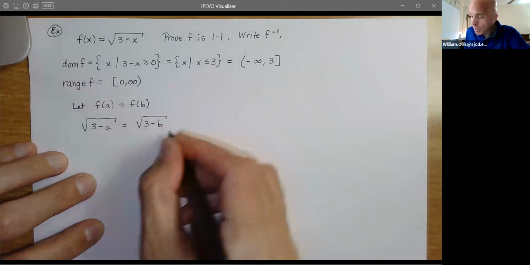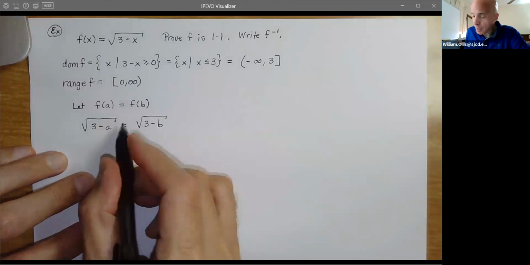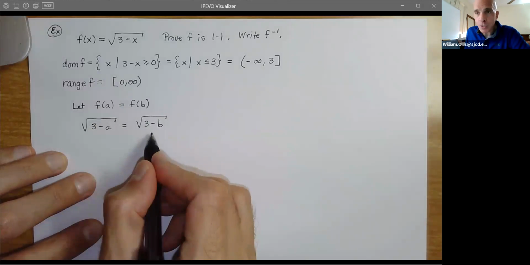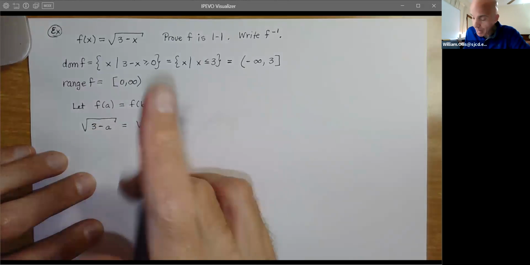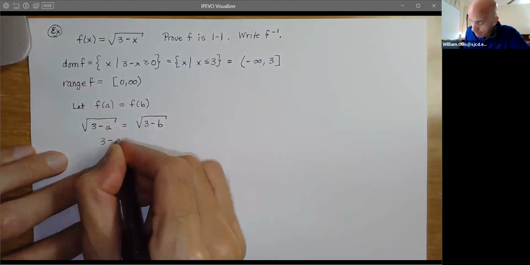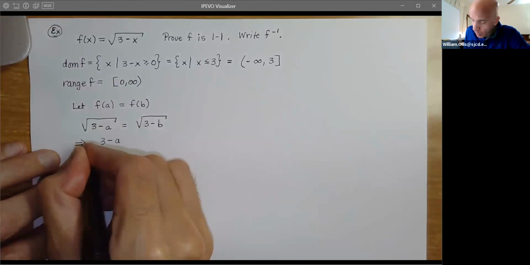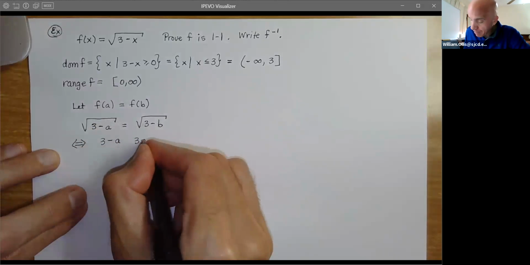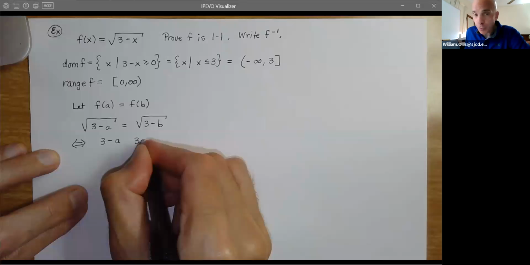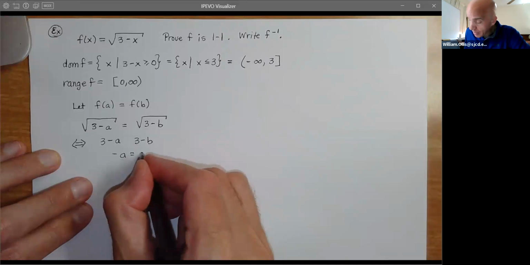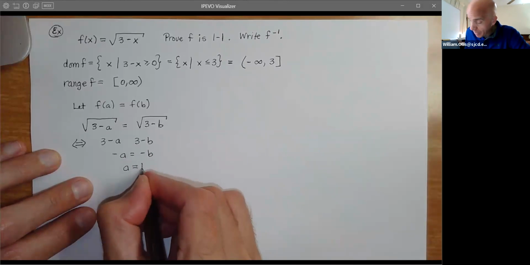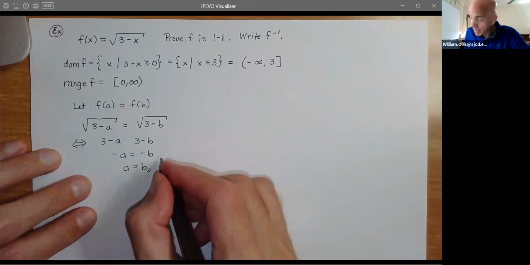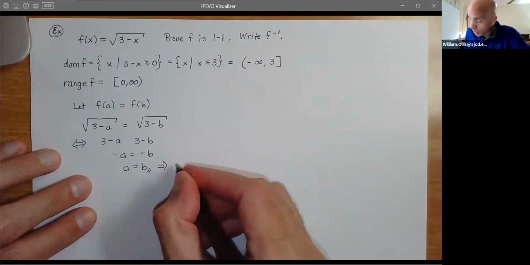Now, of course, we know that the radicals are equal if the arguments are equal. So we think about squaring, but that just means 3 minus A must equal 3 minus B. I mean, if the square roots are equal, this has to be the case. And then, of course, the 3's absorb, and we have negative A equals negative B. So now the negatives absorb, and we get A equal B. So this means F is 1-to-1.